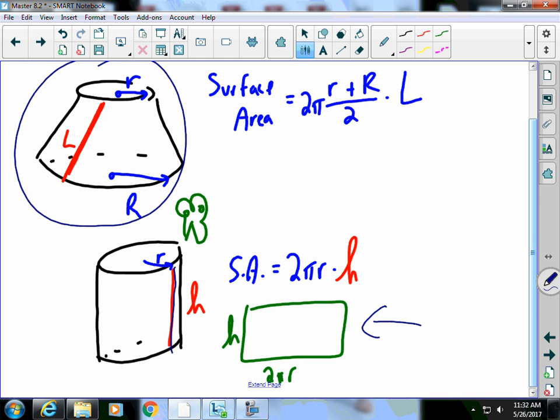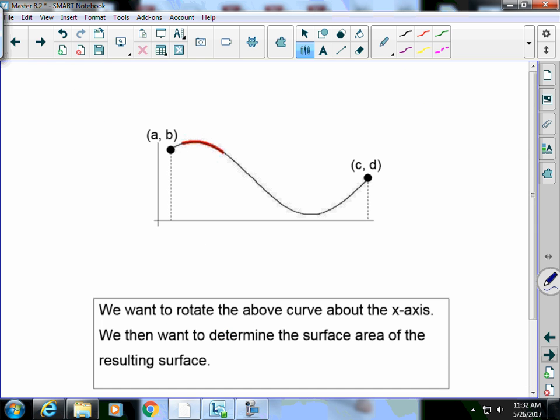Instead of the formula that we had up there, the surface area is going to be 2 times pi times r times h. Right? 2 times pi times r times h. So here's just what we're talking about. We want to rotate the above curve about the x-axis. So we're going to rotate it around this axis, and we're going to end up with something that looks like this.